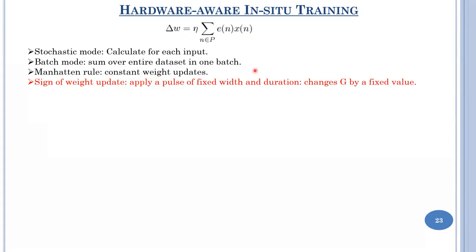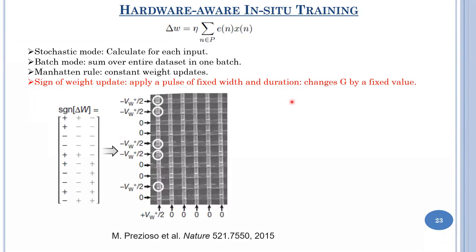So to do that, what people do is they apply a pulse of fixed width and duration, and that changes the conductance value or the weight value by a particular amount. And how do we apply these pulses? Instead of applying a V, we divide it into two. Let's say I have to increment these weights, which are represented by positive. So I'll apply a VW plus on that.